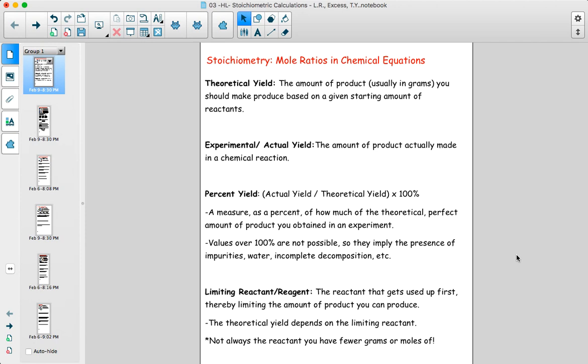So the theoretical yield is what you will be able to calculate based on the given amount of starting materials. It's a little bit different than the experimental yield or the actual yield, which is how much product you actually make in a chemical reaction. This is not something that you can calculate. This is something that you have to measure directly in the lab, or that on an IB question, you would be given the experimental or actual yield.